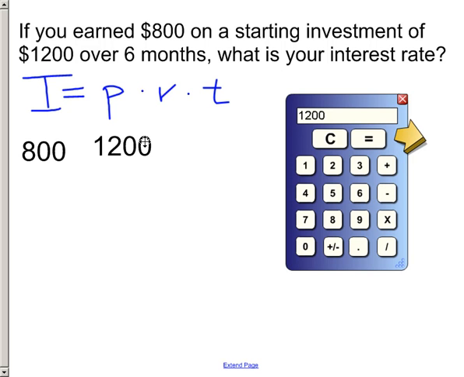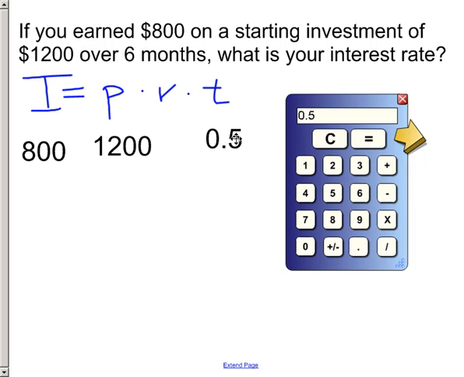Now time, it needs to be in years. It tells me 6 months. I know 6 months is 6 out of 12 for the entire year. So it'll be 6 out of 12, so the fraction 6 divided by 12 is going to equal 0.5. That's my amount of time in years.